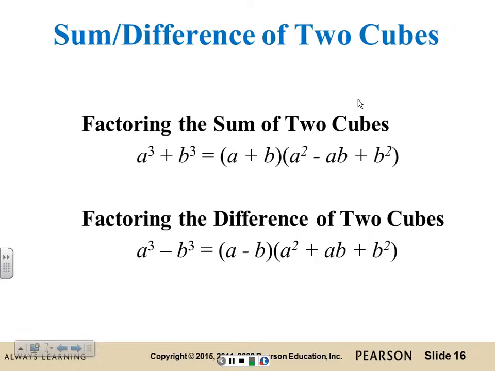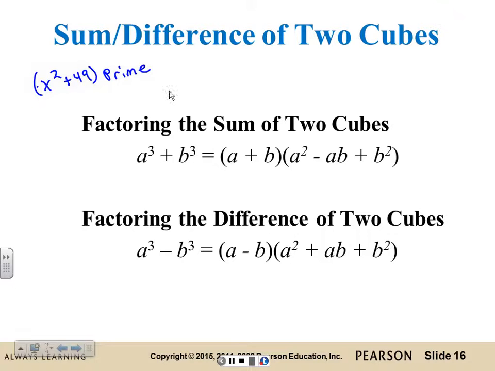Alright, so the last pattern we're going to talk about is the sum and difference of two cubes. Now, notice it says sum and difference. When we're talking about two squares, it had to be the difference, because if you have the sum of two squares, in other words, if I had x squared plus 49, that's prime. You have to have the difference of two squares, okay? Now, for the cubes, you can have sum or difference.